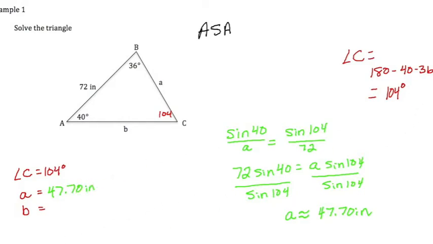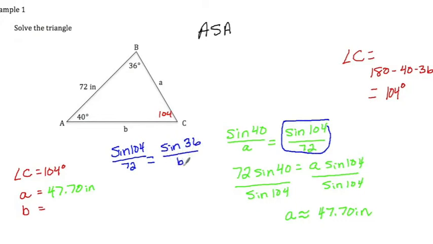Okay, now let's go ahead and go to side B. We're going to do the same thing. We can still use this same part of the proportion right there. That's fine to use. So I'm going to say sine of 104 over 72 is equal to, now since we're trying to find side B, I'm going to use angle B, sine of angle B over side B, which is our variable. So again, crisscross them, multiply. Sine of 104 times B is equal to 72 sine of 36.